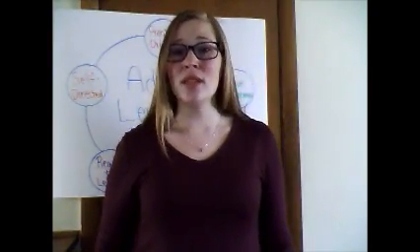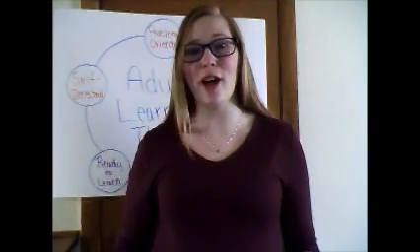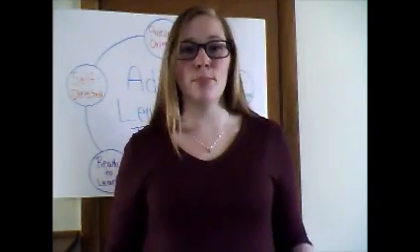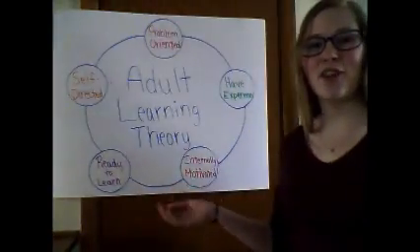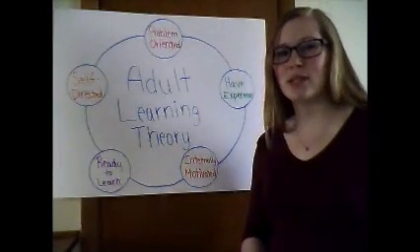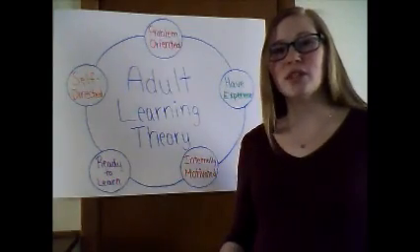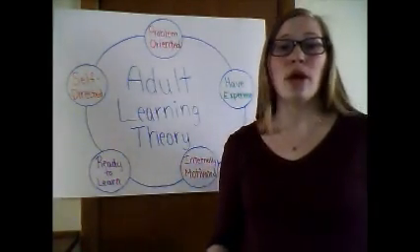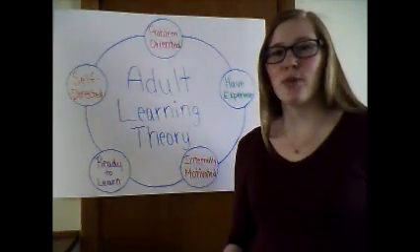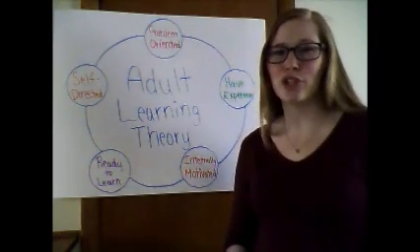And Knowles actually helped create a model as well. And this model is based off of 5 assumptions. I have created this diagram to help us remember what these assumptions are. The first assumption is that adults are problem-oriented. Adults enter a learning experience with a problem-centered approach to learning.